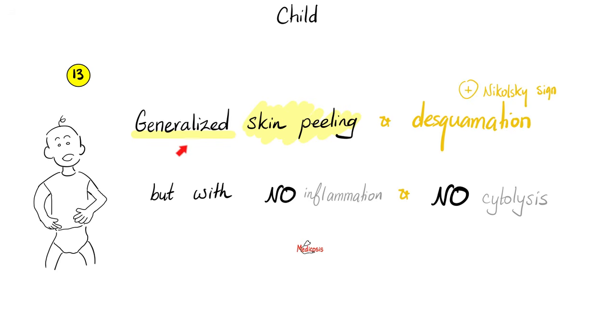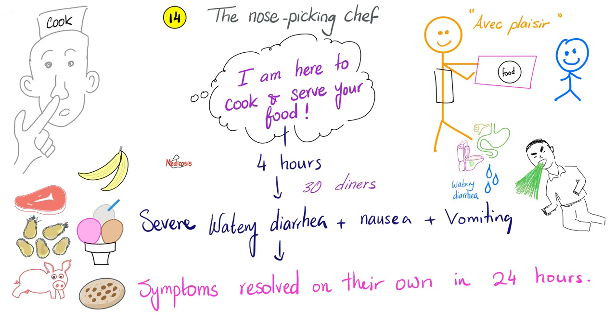Case 13, a kid with generalized skin peeling, skin desquamation, positive Nikolsky sign, but no inflammation, no cytolysis. What's that? Story 14, you went to a restaurant and the 3 Michelin-star chef, quote, served you lovely food.